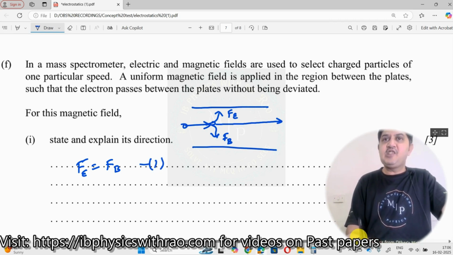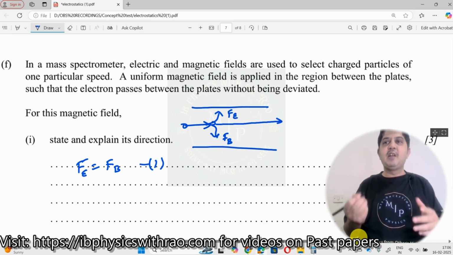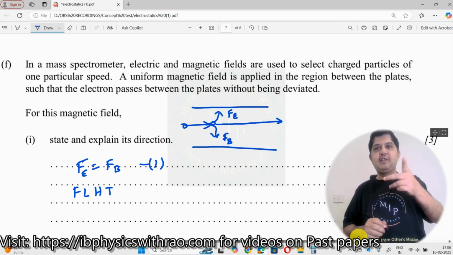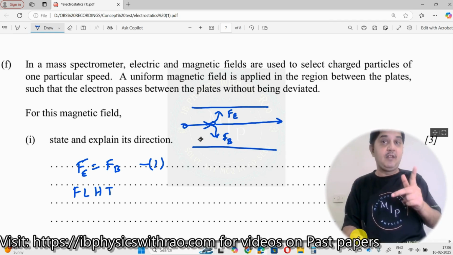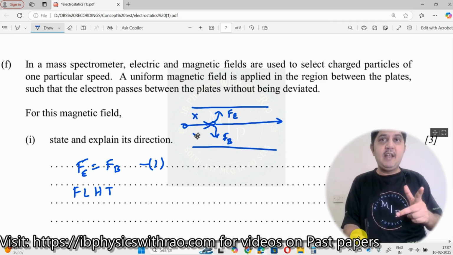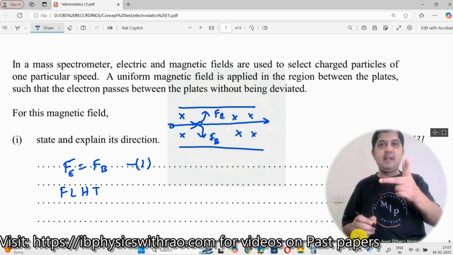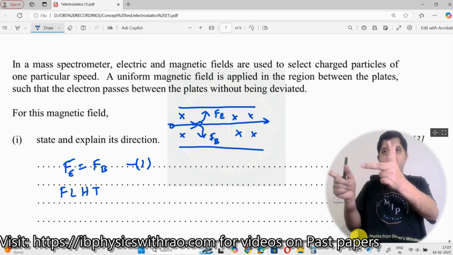Now if Fb has to be pointing downwards, then what is the direction of the magnetic field? That's what you need to ask. How do you determine the direction of the magnetic field? You will determine it using Fleming's left hand thumb rule. How do you use this? Usually this is the easiest way to determine. If the magnetic field is pointing inwards, I'm not saying conclusively, we will modify this if you need. B is like this, I is like this over here.